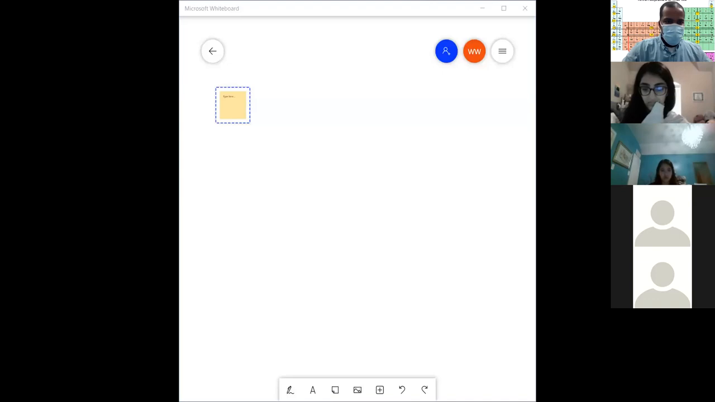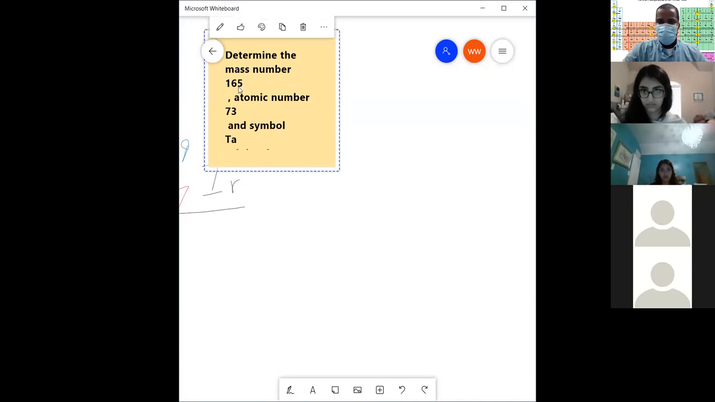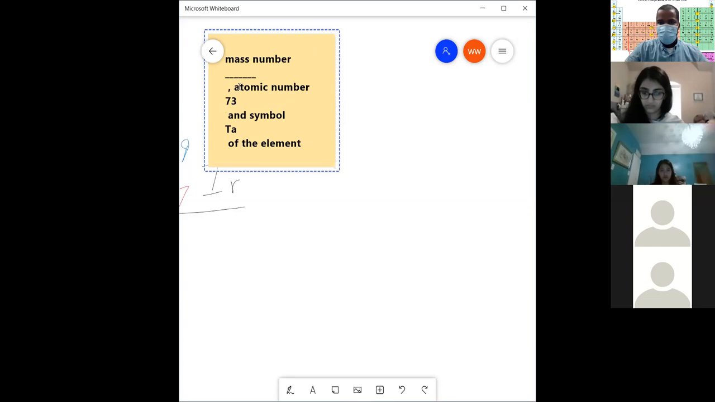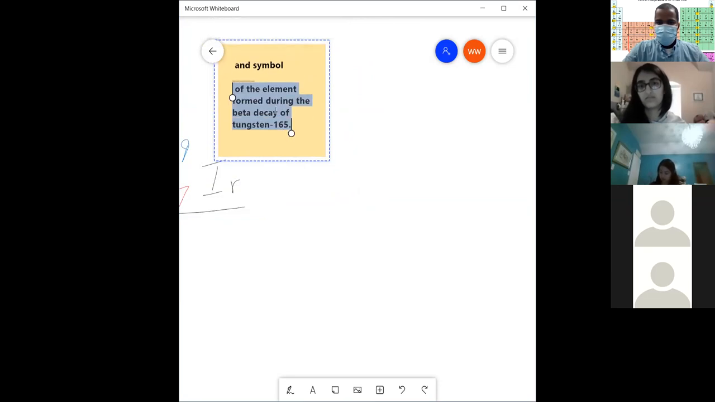I'll share my screen with you guys so you can see what I'm doing. I'm going to take this question and paste. All right, let's see if I can make this bigger. There we go. So the question was: determine the mass number, and that's a blank. The atomic number, that's actually a blank. And the symbol, that's also a blank, of the element. Let's see if we can make this a little bigger. I'm trying to get all of this so you can see everything.